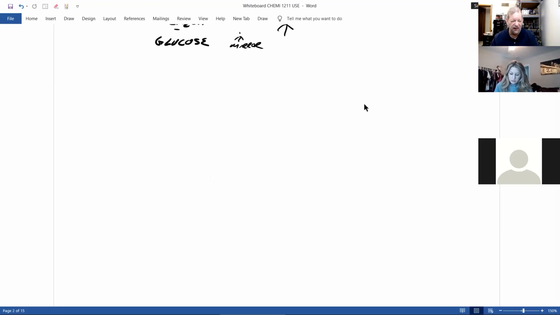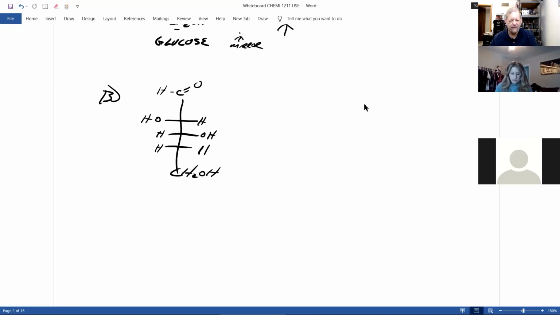So I better let you have some fun. And why don't you draw the enantiomer of this compound? In other words, draw its mirror image. Oh, I gave it away.